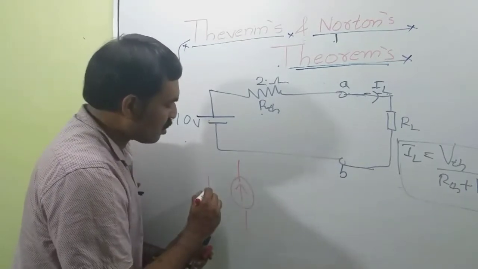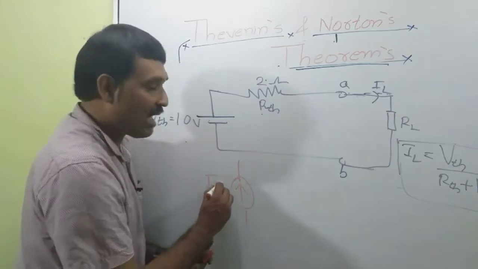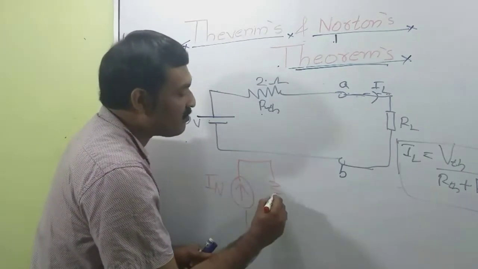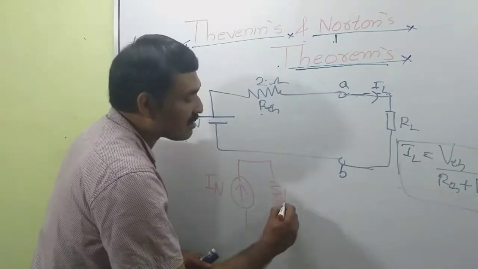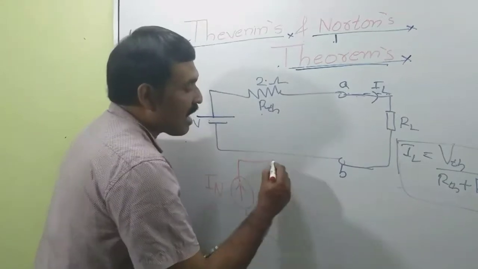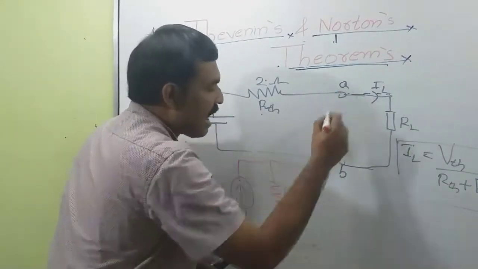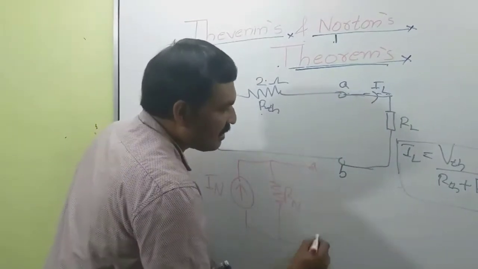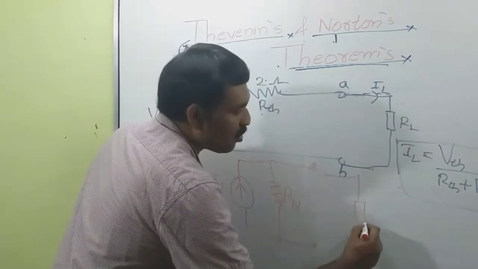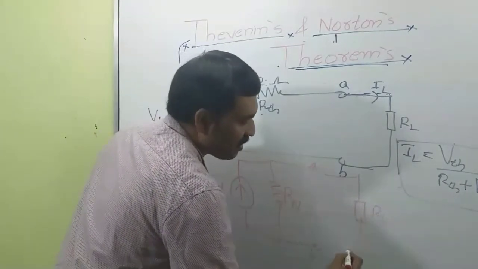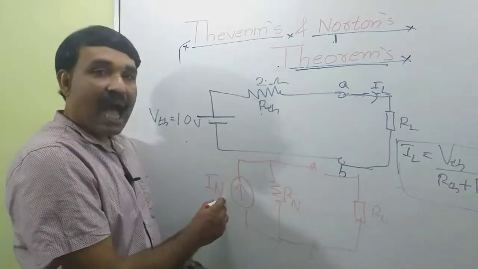That current is the short circuit current, or Norton's current IN, in parallel with a resistance, that is Norton resistance RN, and this is our terminal A and B. Here we can connect the load RL. Okay, now what is IN?